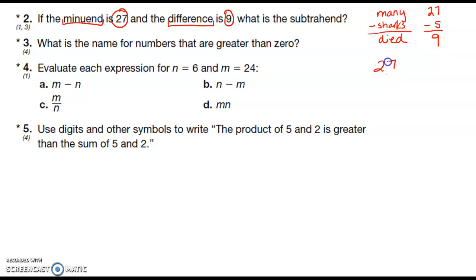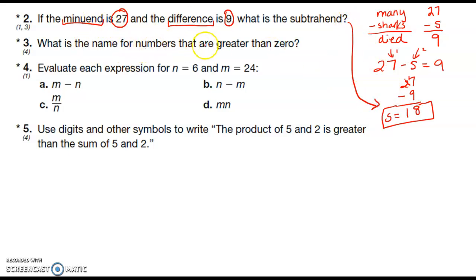So if I write this out horizontally, I see that my variable is in the second spot. And the rule when my variable is in the second spot, this being the first spot, is that I subtract. And I get S is equal to 18, or subtrahend is equal to 18.